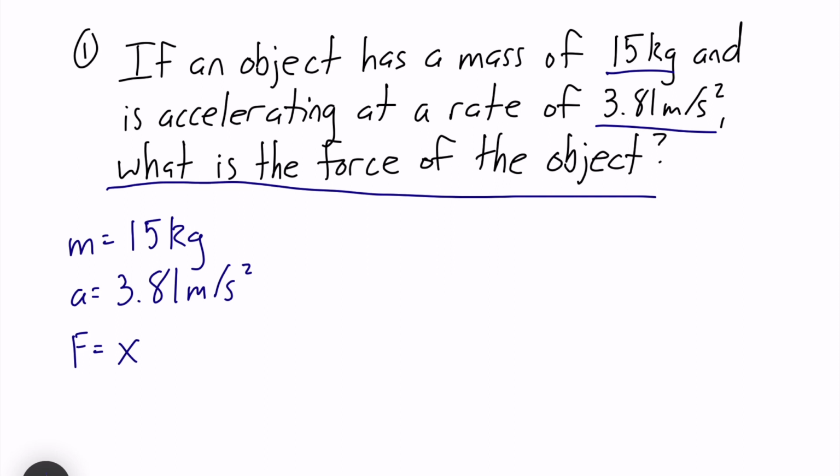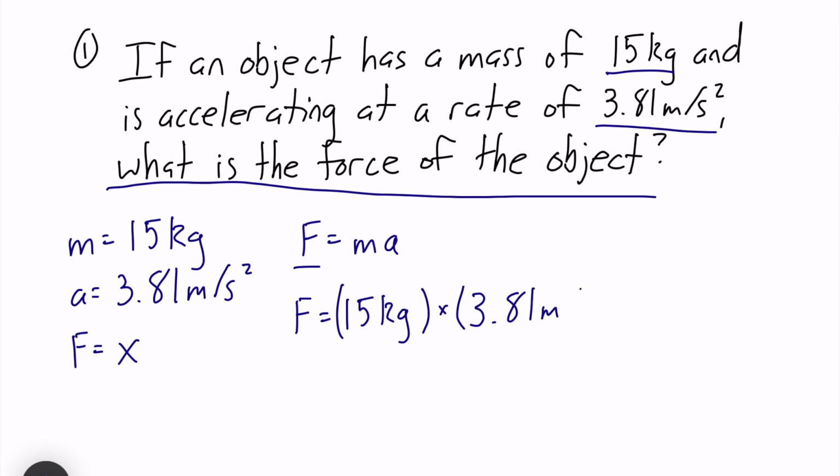So again, let's take a look at the formula we can use. F equals ma. It doesn't look like we have to manipulate it at all since we are solving for F. So let's fill in exactly what we know. We know F equals m, which is 15 kilograms, and that's just going to be multiplied by our acceleration, which is 3.81 meters per second squared. Make sure to keep your units. And all we need to do now is calculate our values here, and we should get an answer. So let's do that quickly.